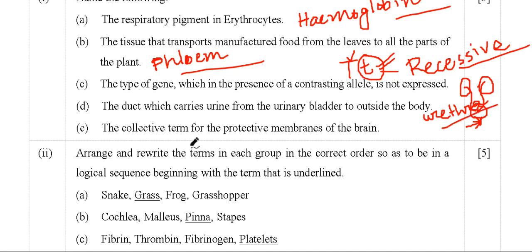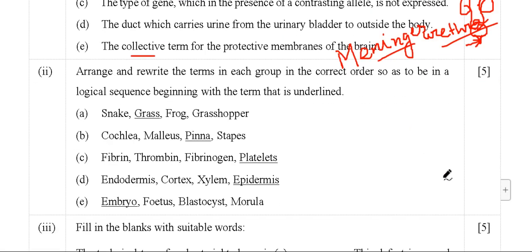Okay. The collective term for the protective membranes of the brain. Collective term. That means, as you know, in the brain, the outer covering, the membranous structure which is present, that is called the meninges. Where dura mater, arachnoid, pia mater, these membranous layers are present. So collectively we will call it meninges. This is the correct answer.